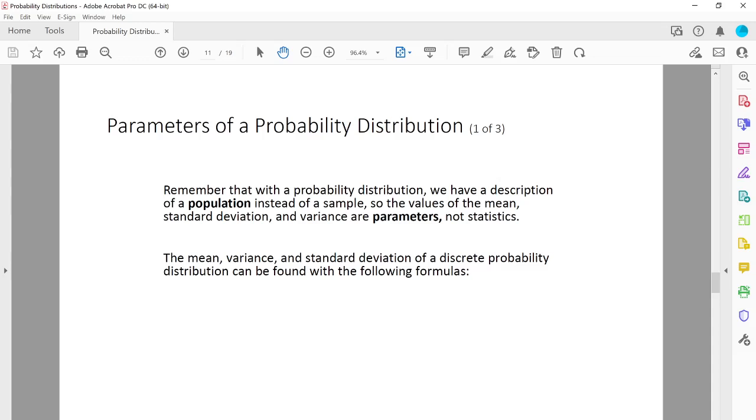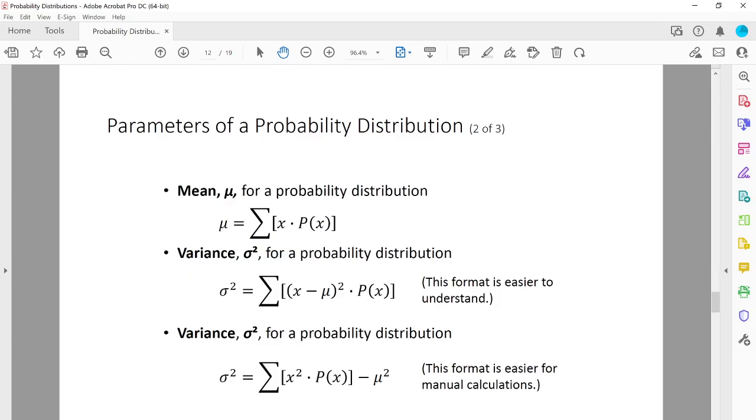Okay, since for the probability distribution we actually take the whole population instead of a sample, remember that with the probability distribution, we have a description of the population instead of a sample. So the values of the mean, standard deviation, and variance are parameters, not statistics. So they are not coming from a sample. The mean, variance, and standard deviation of a discrete probability distribution can be found by using the following formulas. So that's the formula we're going to look at here.